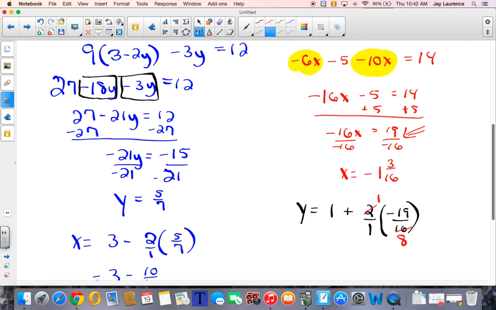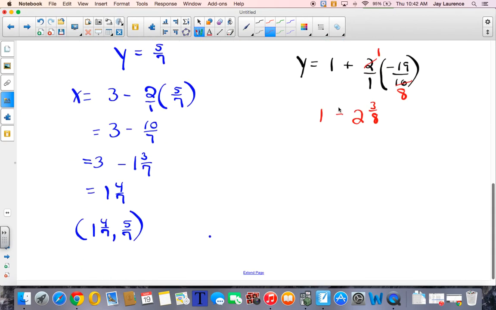And so now I have 1 minus 19/8. Well, 19/8 would be negative 2 and 3/8, I believe. And now if I take 1 away, or I add 1 to that, I end up with y equaling negative 1 3/8. So these two lines cross at those 2 points, those 2 coordinates, okay? So that's solving systems by substitution.